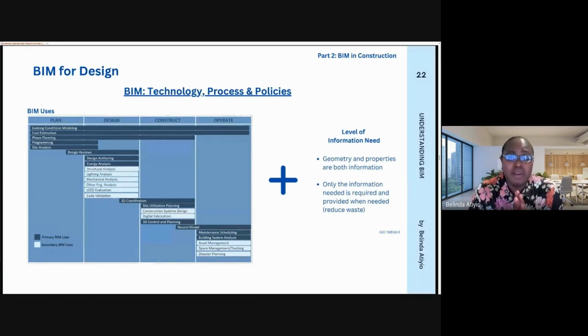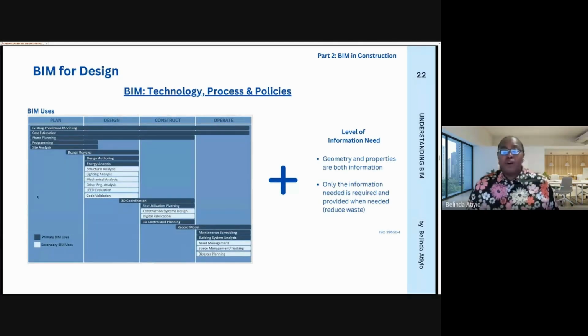Now, another thing that is very important in BIM for design is something called the BIM uses. There are primary uses of BIM and there are secondary uses of BIM. Looking at this table, you can see that it's divided into four: plan, design, construct, and operate. Before you use BIM, you need to know why you are using it. It is very important to know why, or else you will just be working aimlessly. So the information that is needed is what you are going to use it for. You are going to take that with you as you start.